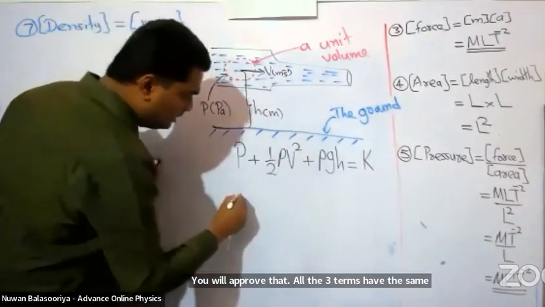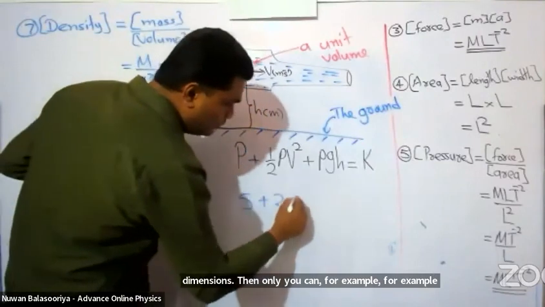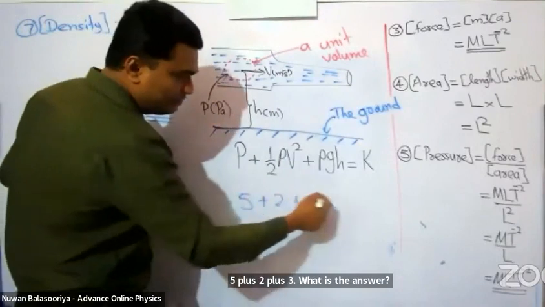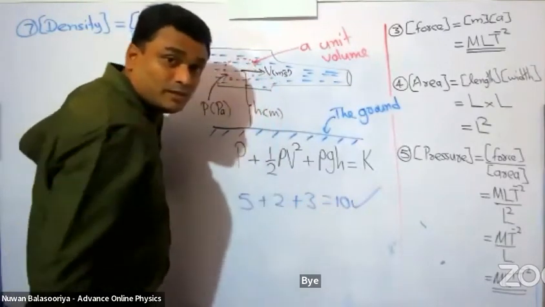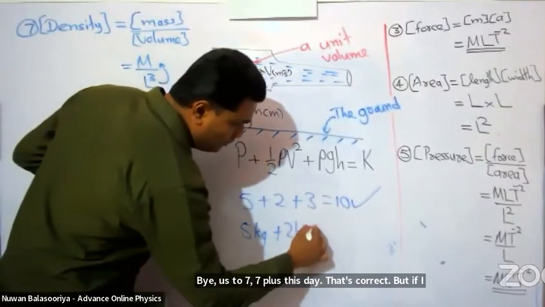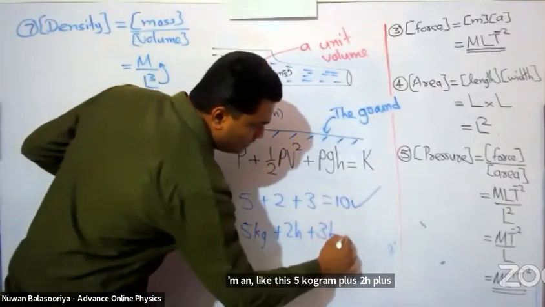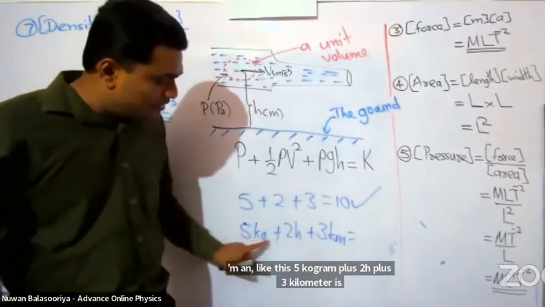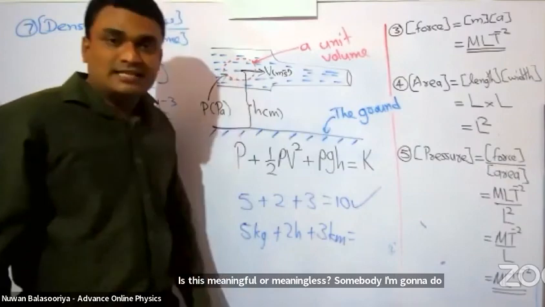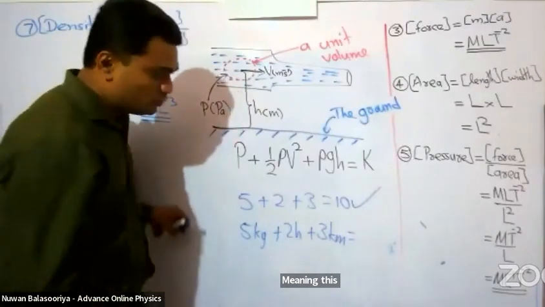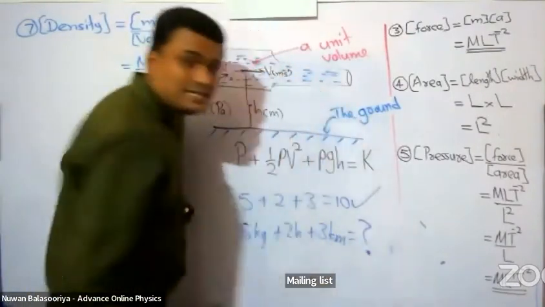For example, can we add something like this here? 5 plus 2 plus 3. What is the answer? 5 plus 2 is 7. 7 plus 3 is 10. That's correct. But if I write the equation like this, 5 kilogram plus 2 hour plus 3 kilometer, is this meaningful or meaningless? Somebody unmute the mic and tell me. Meaningless? Yes, very good. I appreciate when students talk to me. So this is a completely meaningless equation.